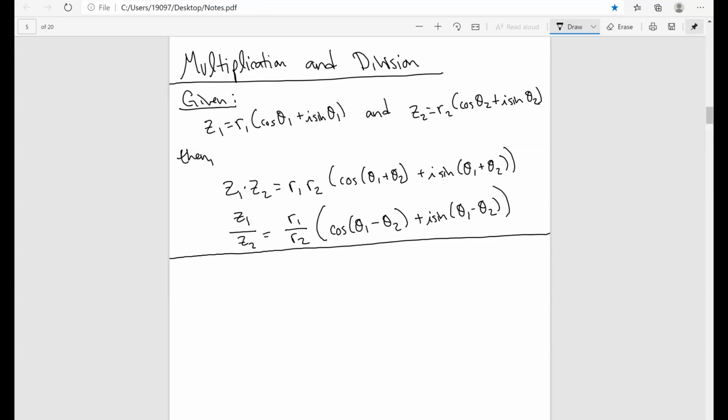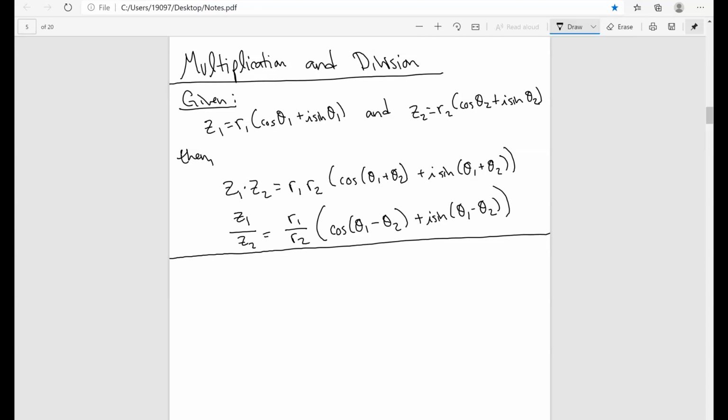So here's going to be multiplication and division of two complex numbers. Let's say you have two different complex numbers in polar form, or they cannot be in polar form and you have to go ahead and put it in polar form. Then if you have the multiplication of the two of them, you don't have to multiply the complex numbers.